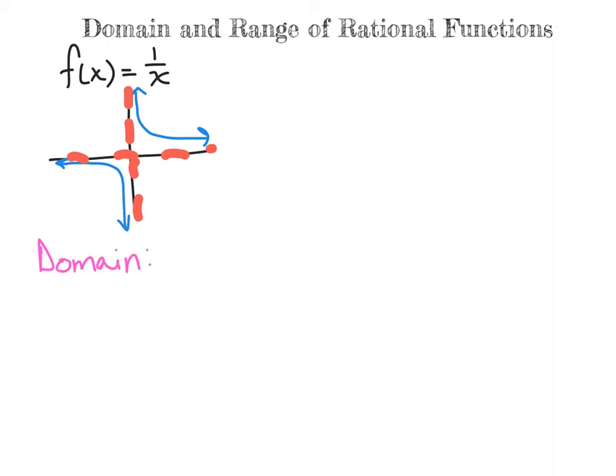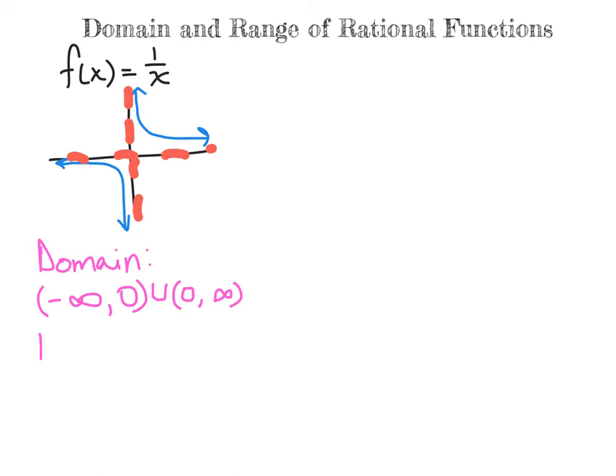for this function will be negative infinity to 0. And that 0 is not included because this graph never touches 0 on the x-axis. And we have a jump at 0 to positive infinity.